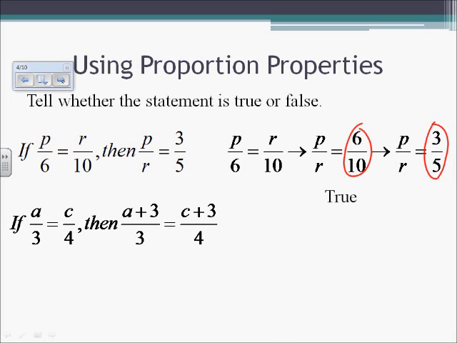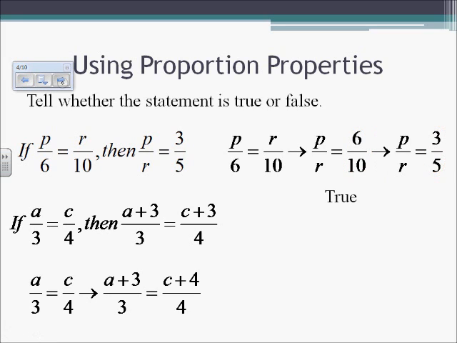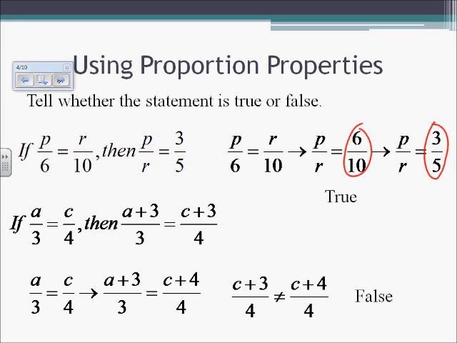Let's do another one. If a over 3 is equal to c over 4, then a plus 3 over 3 is equal to c plus 3 over 4. Can we get from the left side to the right side? If we can, it's true. If we can't, it's false. Let's work it out. If a over 3 is equal to c over 4, I know that a plus 3 over 3 is equal to c plus 4 over 4. However, c plus 3 over 4 is not equal to c plus 4 over 4, so this statement is false. So telling true or false: if you can make it work from the left to the right, it's true; otherwise it's false.